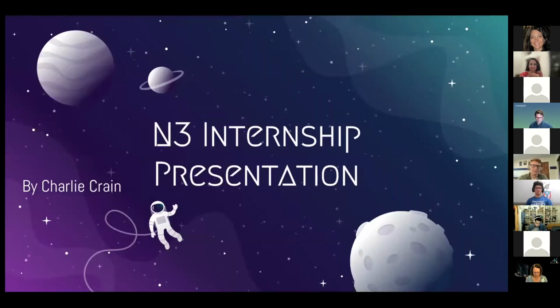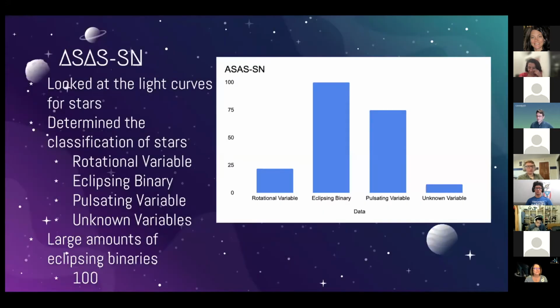Okay, so this is my internship presentation on observing different stars and light curves. First off, one of my first tasks was to look at this website called ASAS-SN, where they took light curves from a bunch of stars. A light curve is a measurement of a star's brightness over time and how it changes. Using that information, we can tell if there are objects orbiting stars. So we looked at light curves and determined the classification.